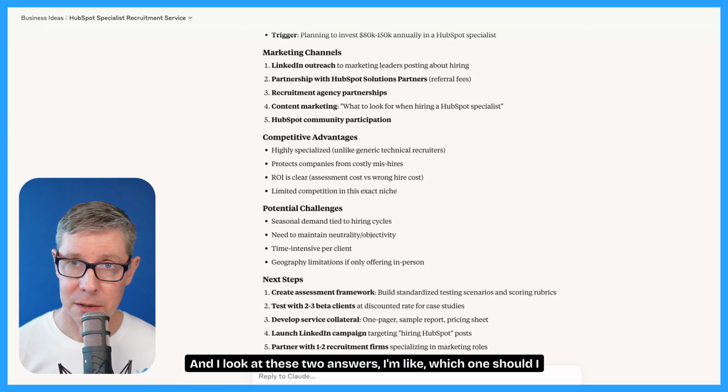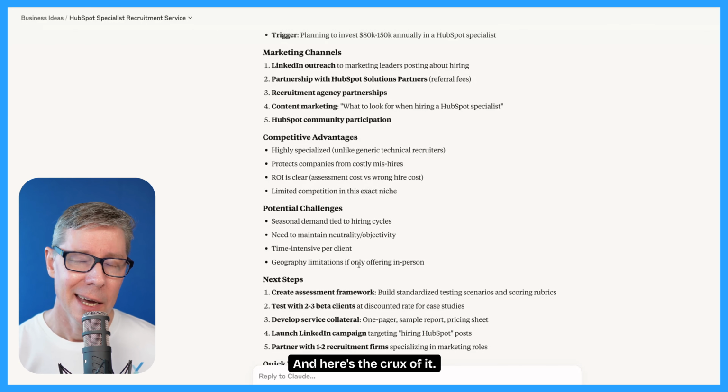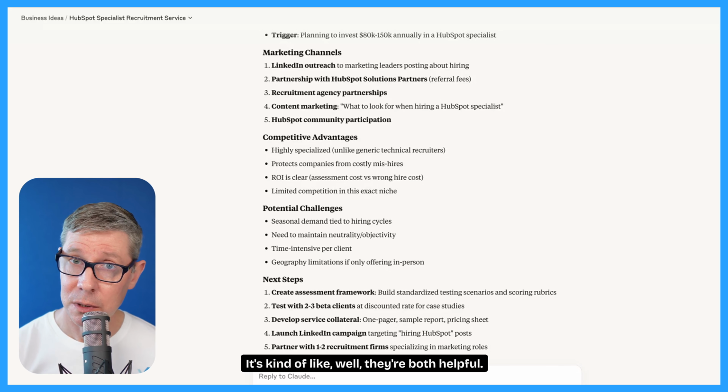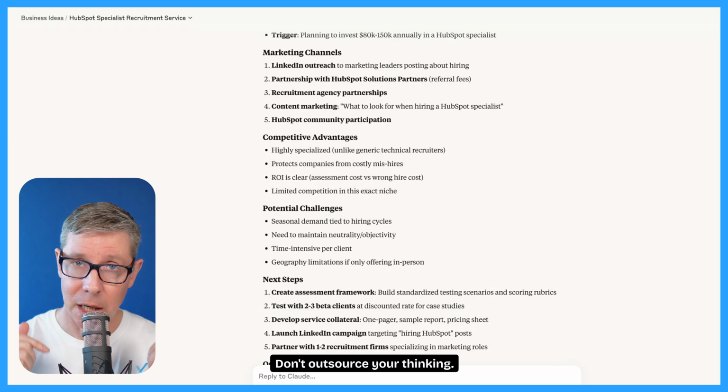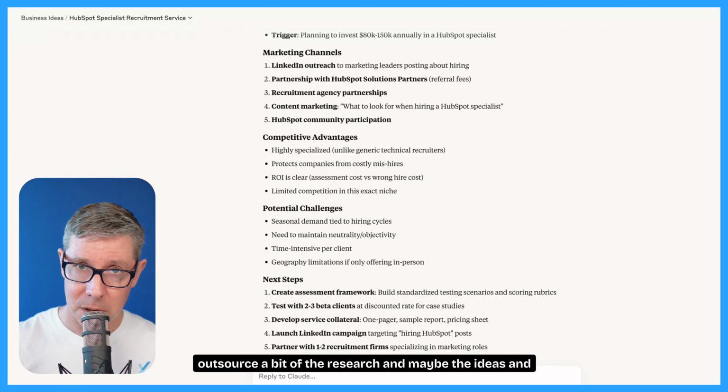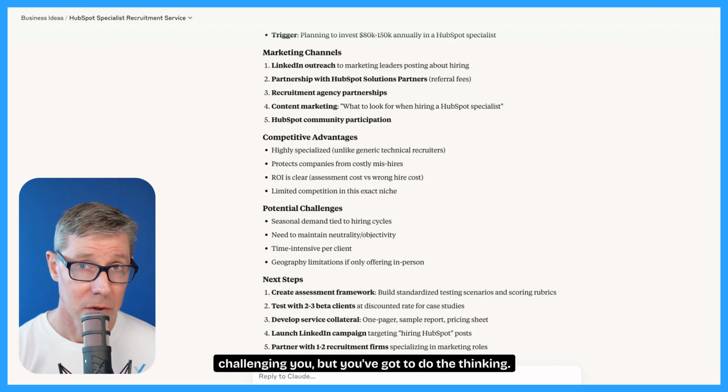And I look at these two answers and I'm like, which one should I use? And here's the crux of it. It's kind of like, well, they're both helpful. Maybe you take a bit from each, and this is the thing: don't outsource your thinking. Outsource a bit of the research and maybe the ideas and challenging you, but you've got to do the thinking.